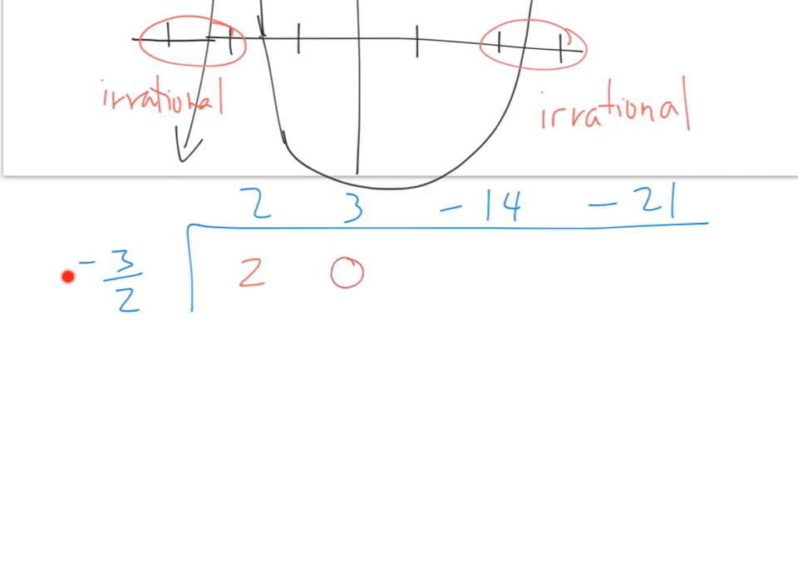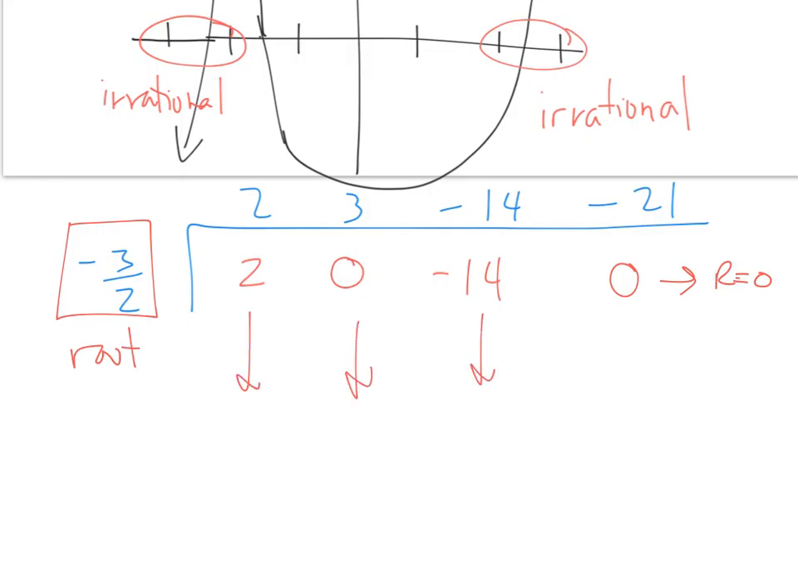Then we go ahead and multiply. -3/2 times 0, that's 0. 0 minus 14 is -14. -3/2 times -14. -14 divided by 2 is going to give me -7. -7 times -3 is 21. 21 and -21 is 0. So this is clearly one of our roots because the remainder is 0. It's a remainder for r. If that's one of our roots, well now because we started with a cubic, we're now down to a quadratic.